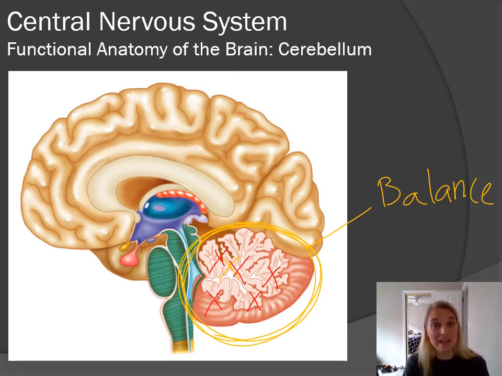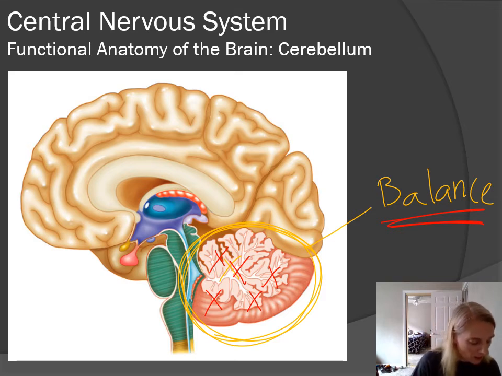So when somebody has damage or inhibition of their cerebellum, we can tell that their balance and their ability to recognize where they are in three-dimensional space has been diminished. So that's the job of the cerebellum, right? Okie doke. So those are all the parts of the brain.